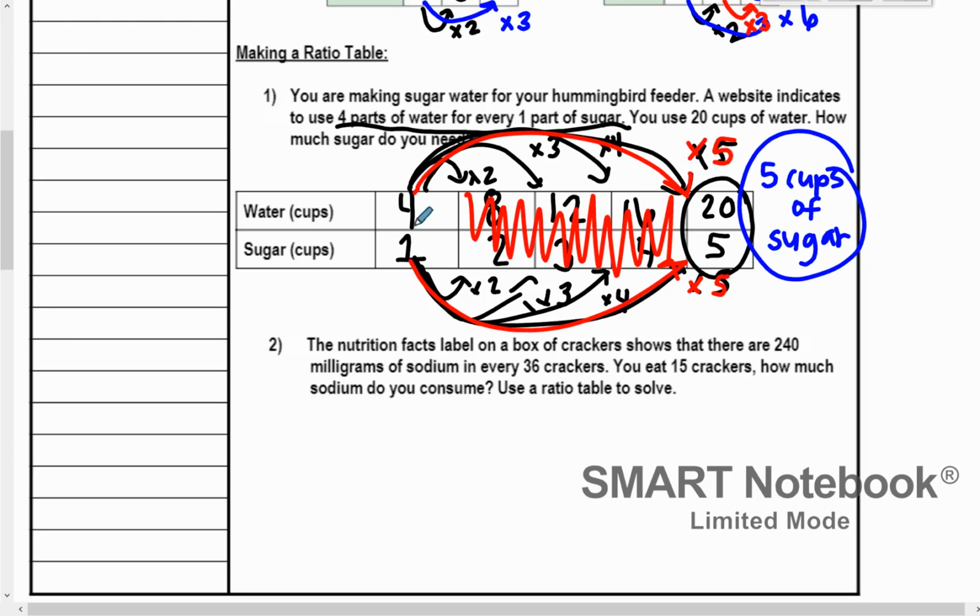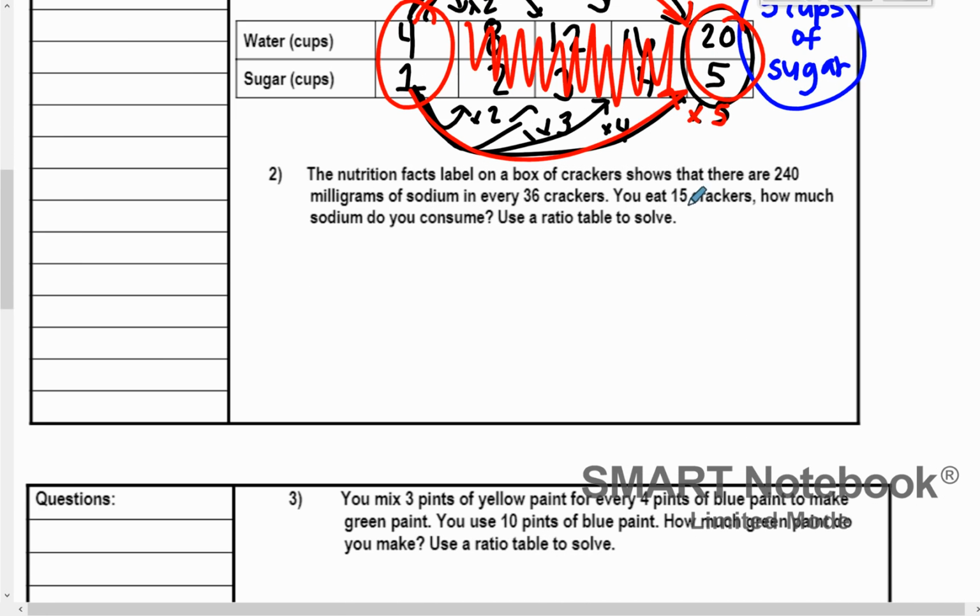However, if you don't know how to go straight there, which when we get harder numbers, you might not, that's when all this middle stuff might be helpful. But if you can go straight there and you know 4 times 5 is 20, so 1 times 5 is 5, that's totally fine. You only need 2 of those columns filled in. Okay. All right, let's move on to the next one.